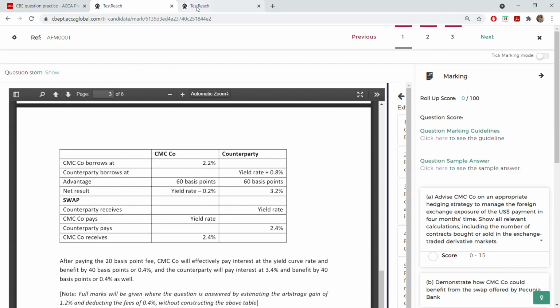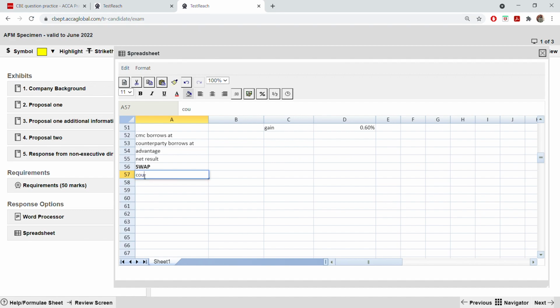Counterparty, this is counterparty base. Okay, I'll just write CMC pays, counterparty receives. Counterparty pays. CMC receives, counterparty. This is okay. Never mind, my spelling is wrong. It's okay.